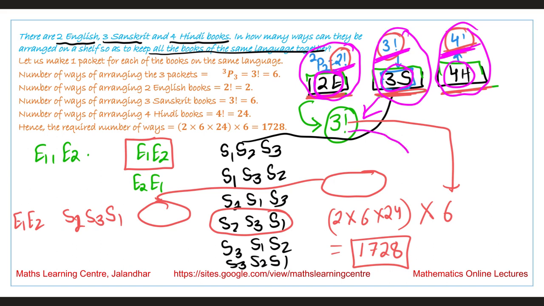So we are multiplying this 6 over 8, because this is just like the process one after the other. So the total number of ways we have is 1728 ways.